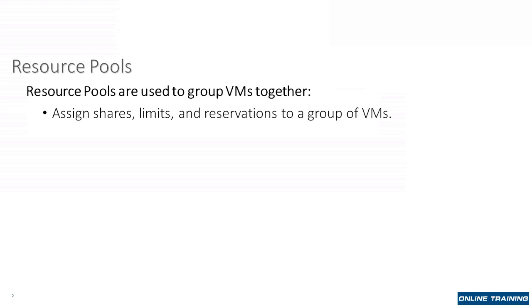Certain VMs, we may want them to get more memory than other VMs or get higher priority access to memory or CPU, right? And in those cases, we're going to give VMs a higher number of shares. Or if we want to place a cap on a certain resource for a VM, we can do a limit. Or if we want to guarantee certain resources to a VM, we can assign a reservation, right?